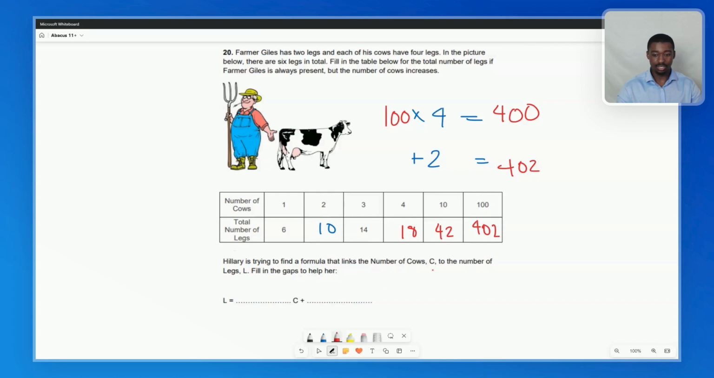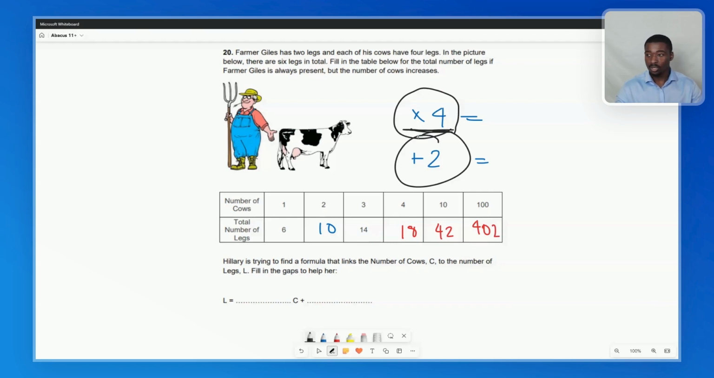So now we've filled this table, we're trying to write a formula that links the number of cows, C, to the number of legs, L. Fill in the gaps to help her. So L equals something times C, number of cows, plus something. What numbers did we leave alone when we were working out the total number of legs as the number of cows changed? No matter what, we will always be multiplying by 4, because a cow has 4 legs, and then we will always be adding on 2 for Farmer Giles, who has 2 legs.